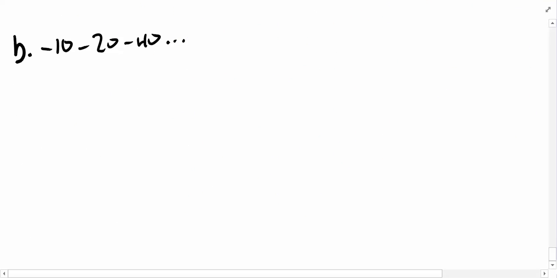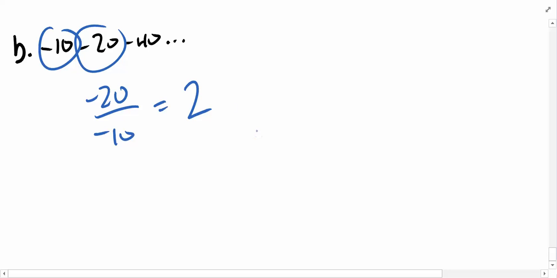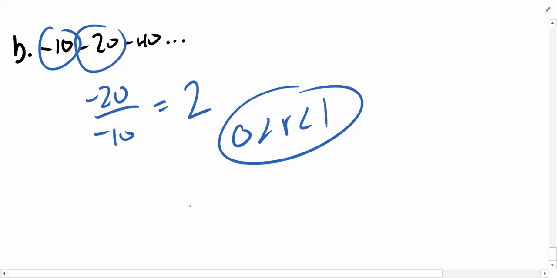Now for part B, if I took negative 20 and divided it by negative 10, that would give me a value of 2, the second term divided by the first term. And 2 is outside of our converging area here. So therefore, this whole series is going to diverge, and we are not able to find the sum of that because it just goes on too big.